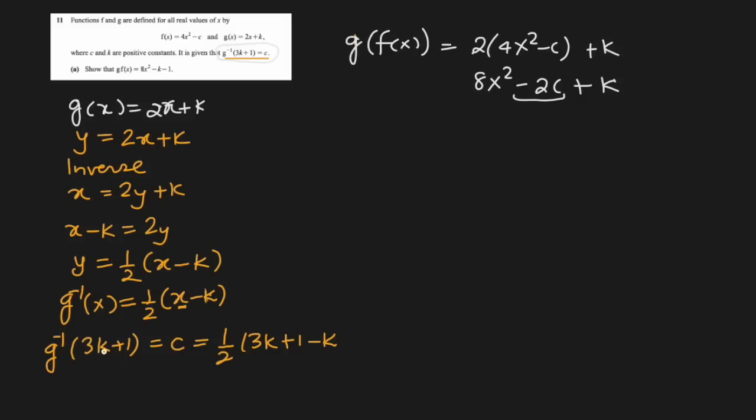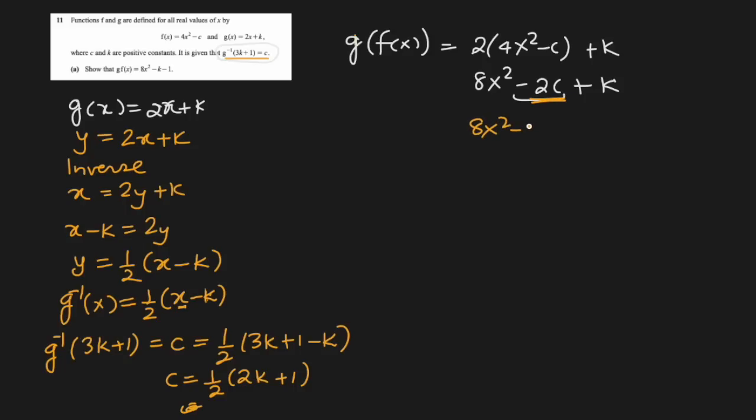3k plus 1 minus k, okay. So it comes out to be how much? c equal to half 2k plus 1. Or I can say, if I open this, okay, let's leave it here. Let's put it here now.